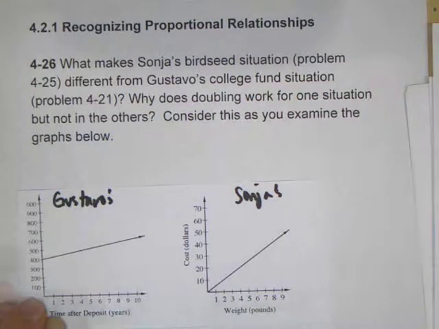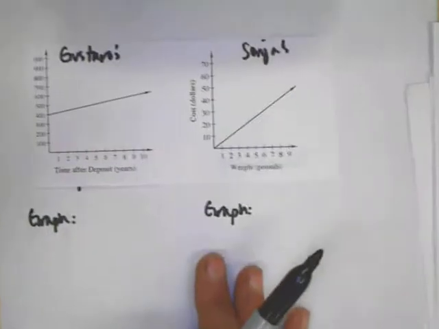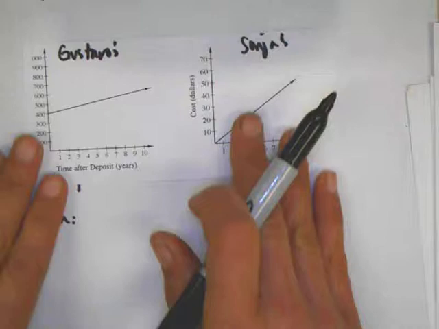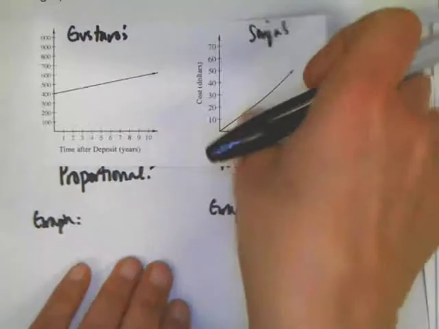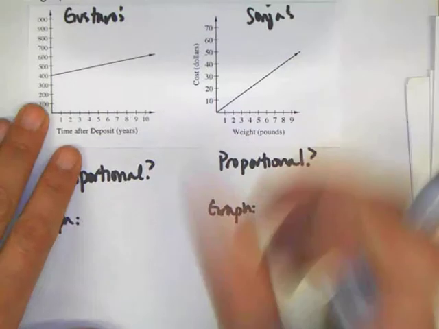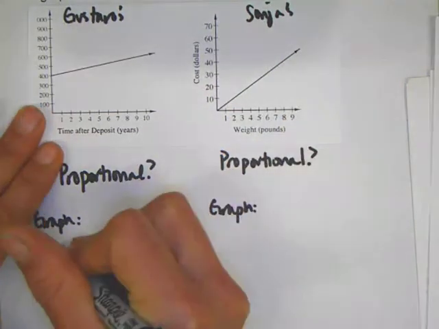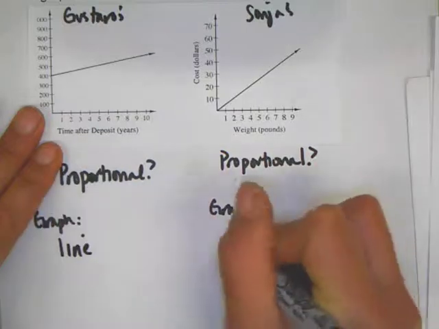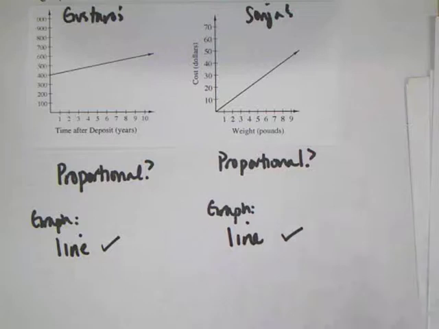Now, how can you look at a graph and know whether or not it's proportional? There are a couple things that you would want to be looking for. So one is, it has to be linear. It has to be a straight line. Okay, so it has to be a line. So for both of these, yes, it meets that requirement.